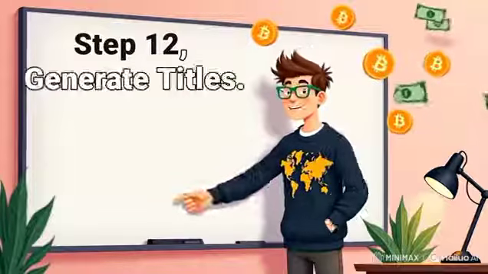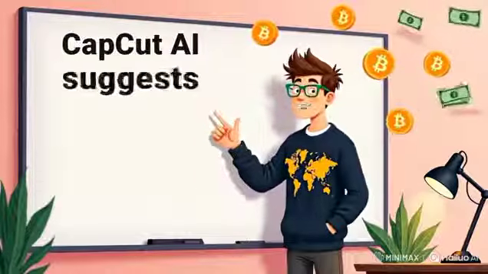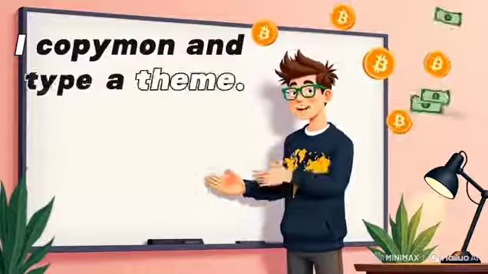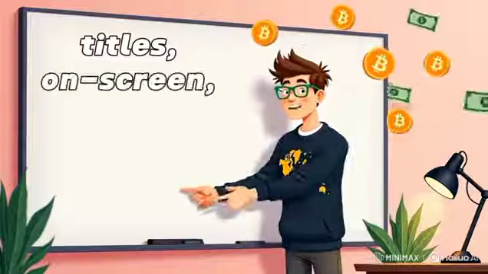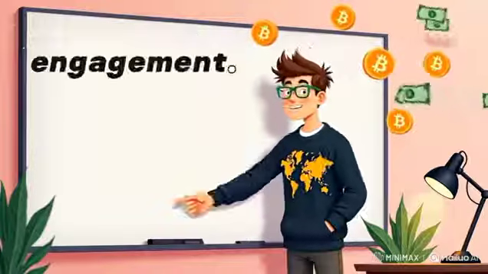Step 12, generate titles and hooks with AI. Need an idea? CapCut AI suggests headlines and text animations. Just click on text, AI copy, and type a theme. It will generate viral titles, on-screen hook phrases, and calls to action for better engagement.